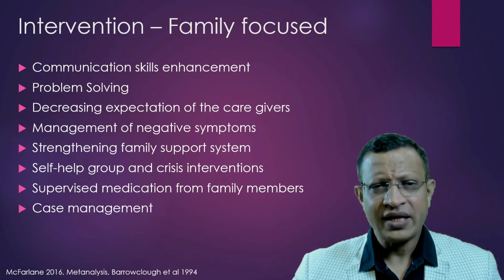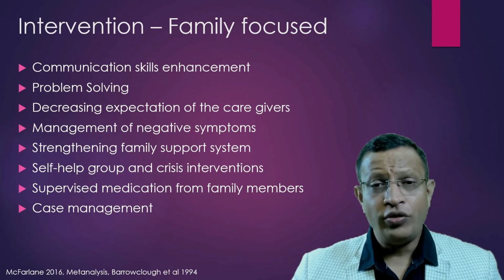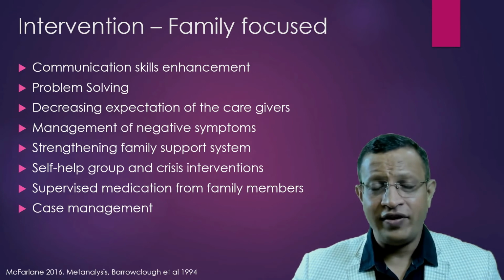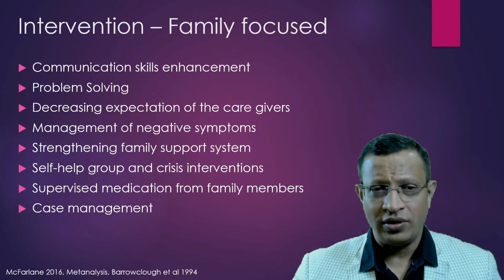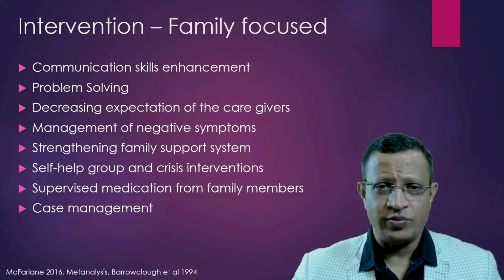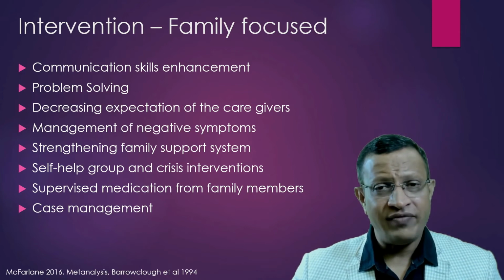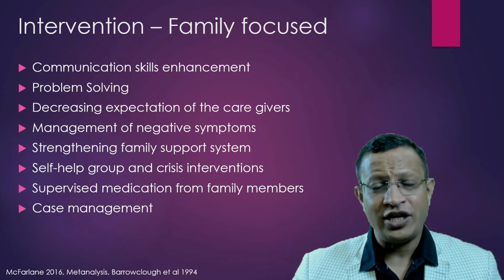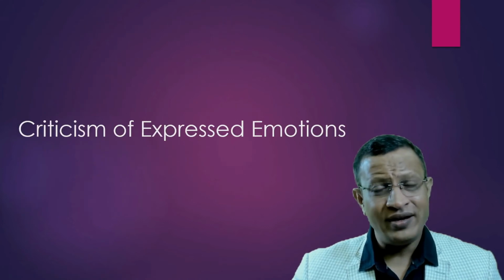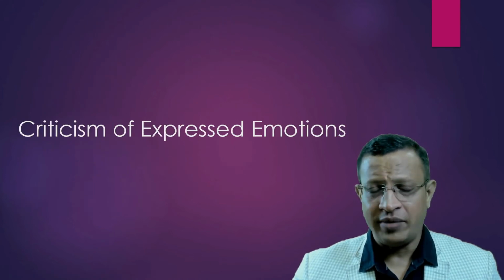Further, strengthening the family support system. Invariably, the caregiver's burnout is very high. Hence, you need to strengthen the support system so that the caregiving for the person with mental illness occurs smoothly. Self-help groups can be created so that this group can intervene in crisis management. Supervised medication by the family member and case management should be implemented at the earliest. These are the various expressed emotion interventions that can be done.